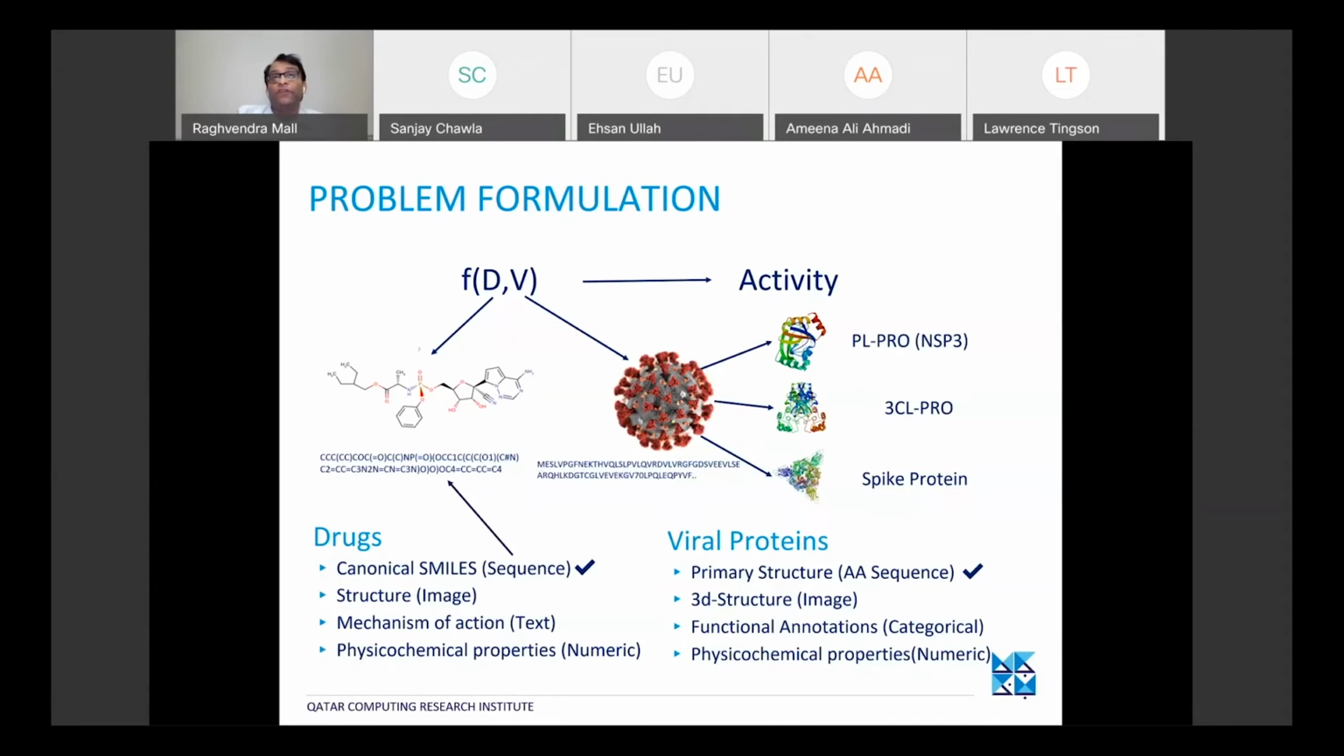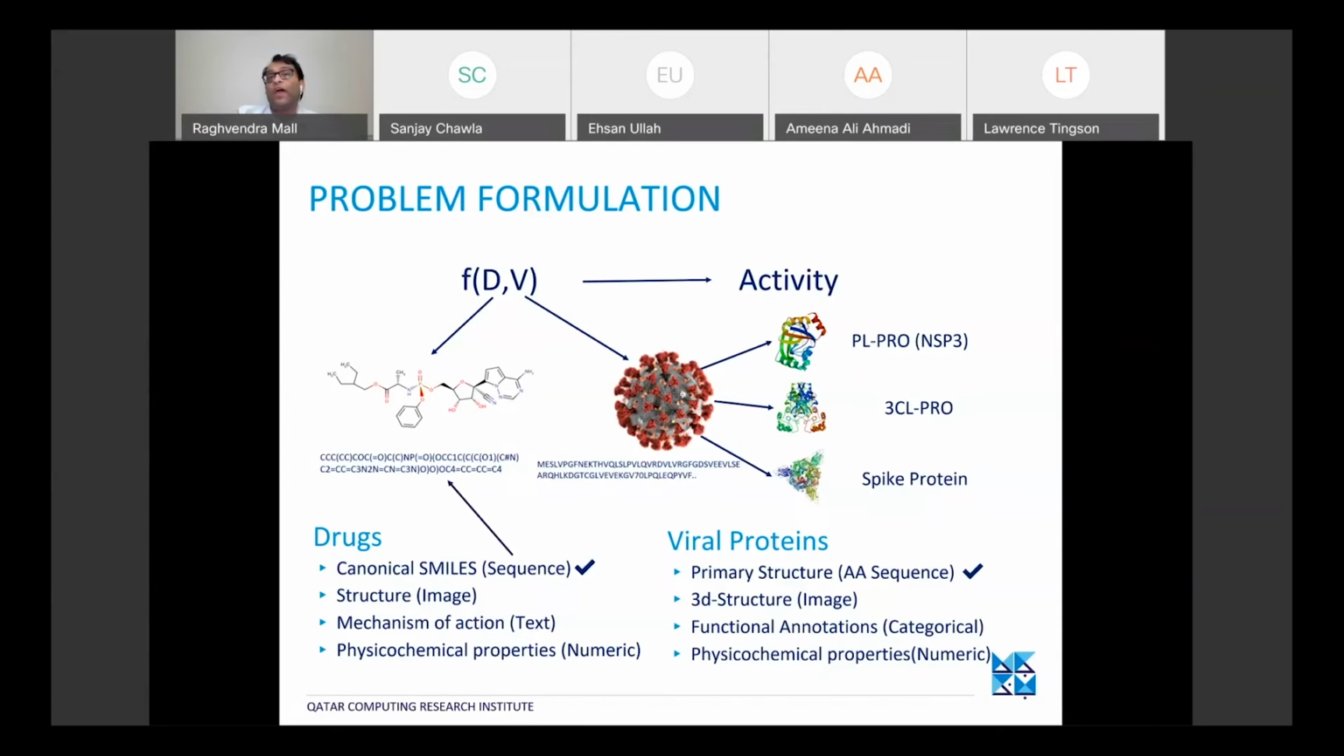However, there is more information available about the drugs which can be used. For example, for each of these drugs, you also have a structure in the form of an image that can be used for a machine learning model. You also have the mechanism of action available for many of these drugs, as Ehsan mentioned, in DrugBank, which is generally in a summary form. So you basically have a paragraph which can be considered as text. And you also have physiochemical properties, which are numeric features like molecular weight, log P value, solubility, and features associated with the drug. The same goes for the viral proteins.